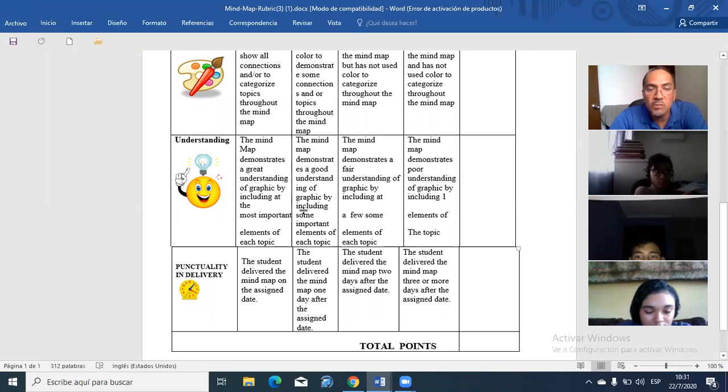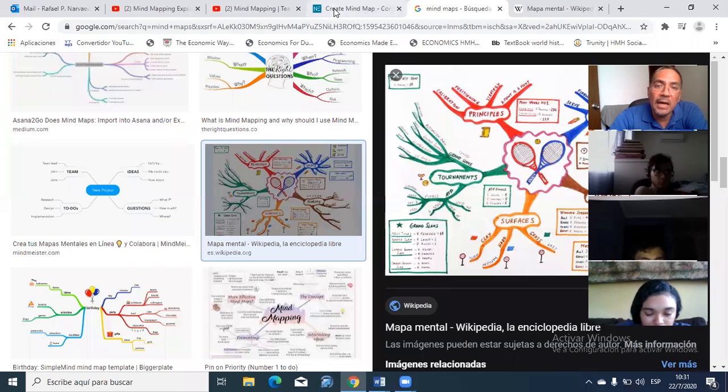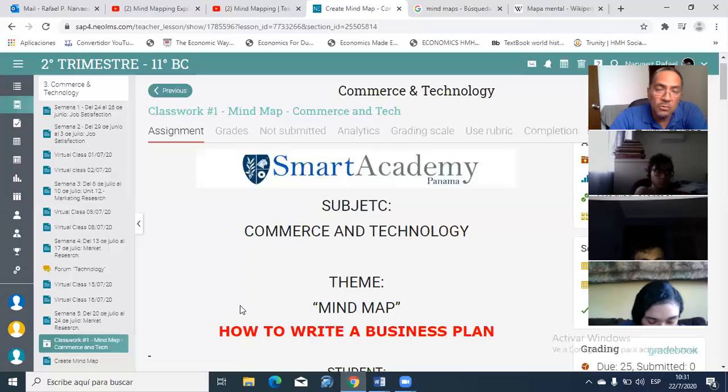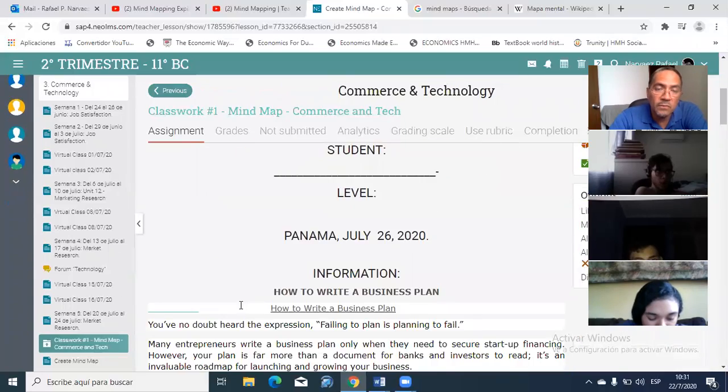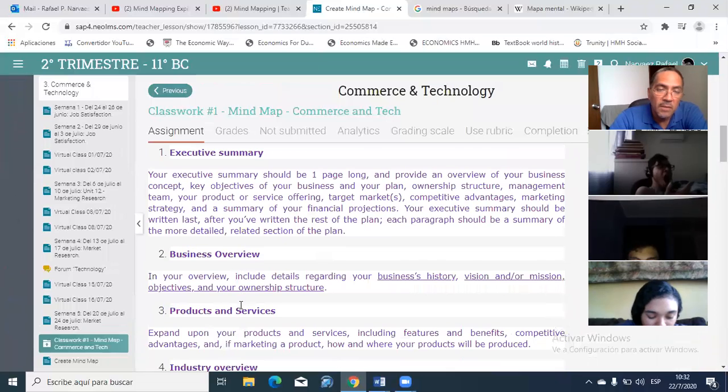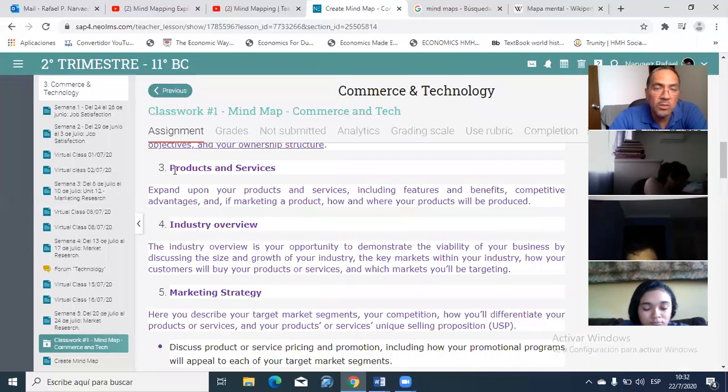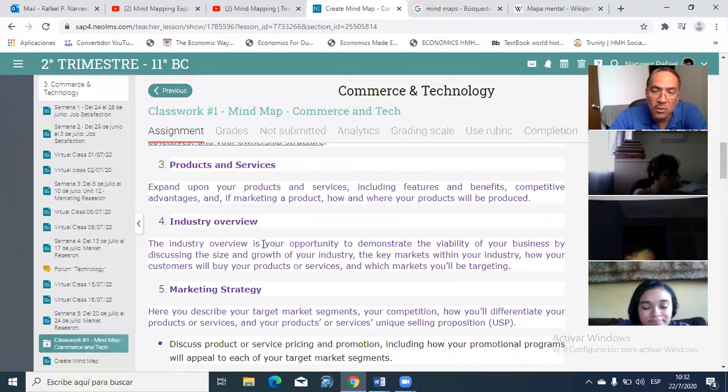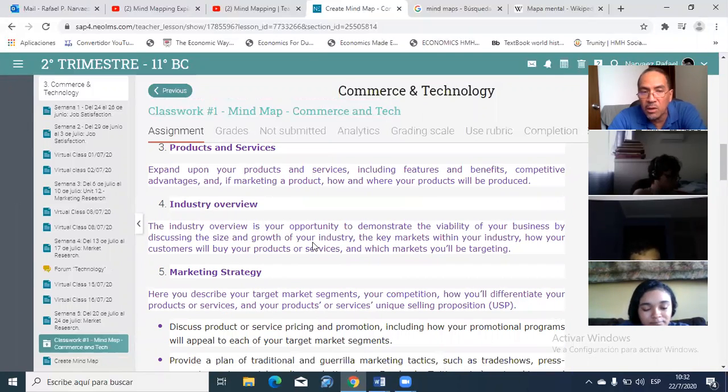Okay, guys, so you have to grab something meaningful, something important. I invite you to go to Google and type, for instance, business overview, what it means, what involves a business overview, or what it means and involves in product and service, what kind of services, what kind of products, or in the industry overview, in what segment of the market, how big is that market?